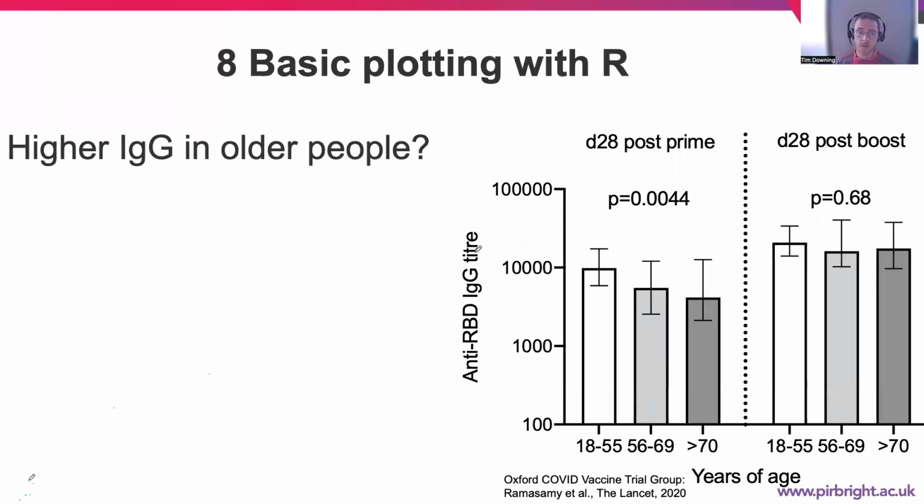I just take this from a recent publication in the Lancet on the Oxford COVID vaccine group, where they're asking the question about higher IgG in older people. They got the receptor binding domain IgG titer here on a log scale, and they're grouping people. So they got a lump of younger-ish people, then people in their late 50s and 60s, and people over 70 lumped together.